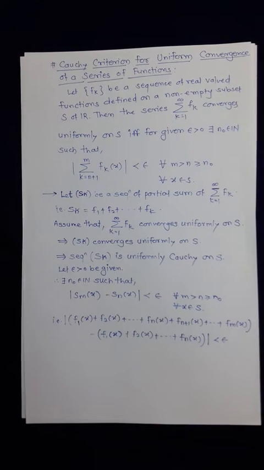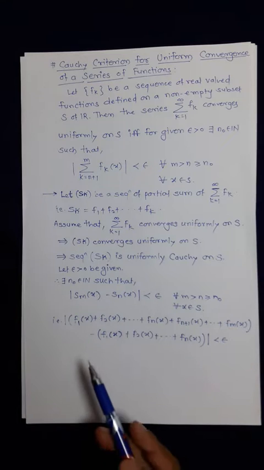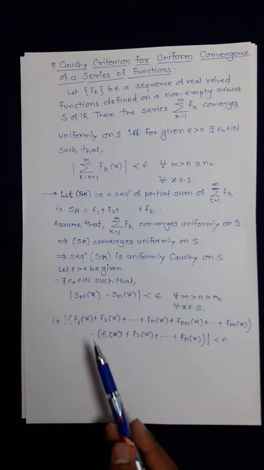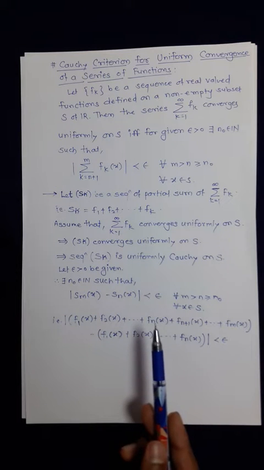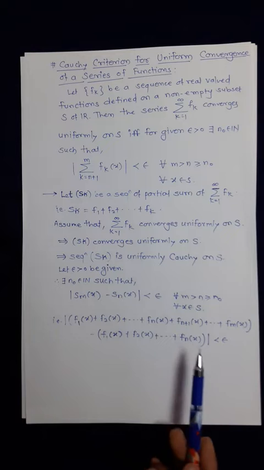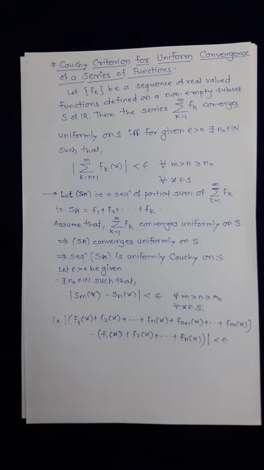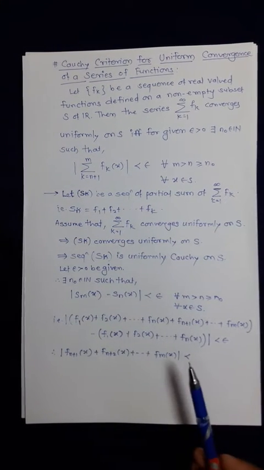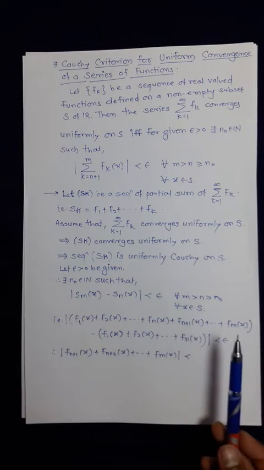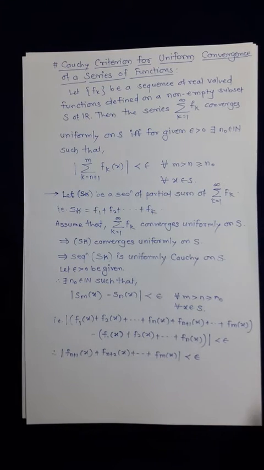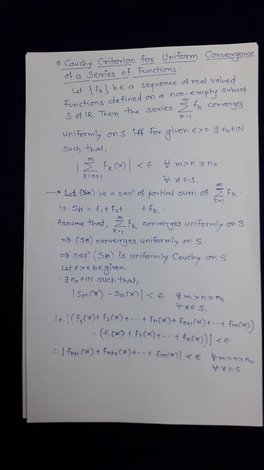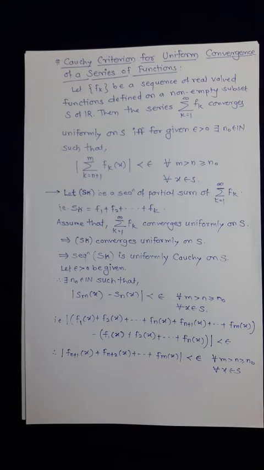Guess now what will happen next? Obviously, f1 of x will get cancelled with this f1 since the minus sign is there. f2 of x will get cancelled with f2 and so on, fn of x will get cancelled with this fn of x. Therefore, the remaining terms are fn plus 1 of x up to fm of x, which is less than epsilon. We need this condition for all m greater than n greater than or equal to n naught, and for all x belonging to S.